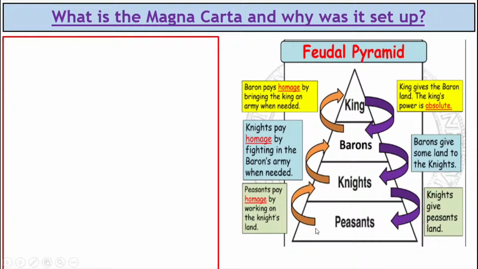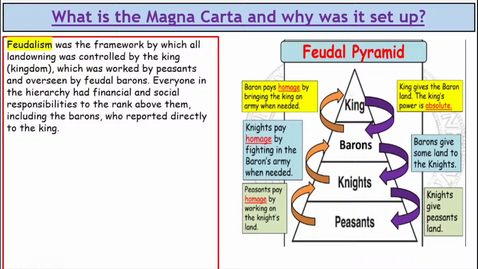In return, peasants would work on the knights' land. The knights would fight in the armies that belonged to the barons when needed. And finally, the barons would provide an army for the king when the king needed it. Ultimately, feudalism was the framework by which all landowning was controlled by the king. This is where the term kingdom comes from.